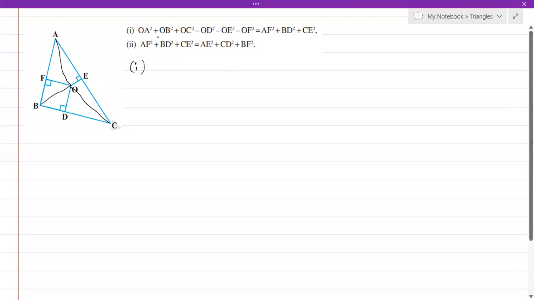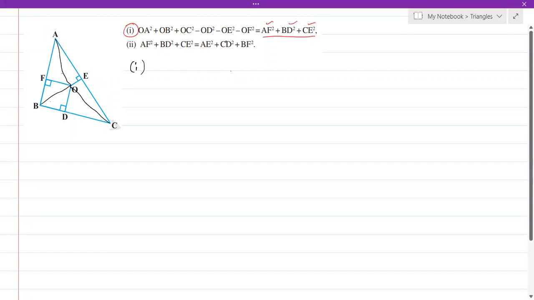Now observe, the question itself is our end. Let's start with the RHS of the first question. The RHS has got only three terms. What we'll do is, let's find AF square first, then BD square, then CE square, then we'll add it, and we'll get our RHS. As soon as we get our RHS, automatically we'll get our LHS. So let's find AF square first.